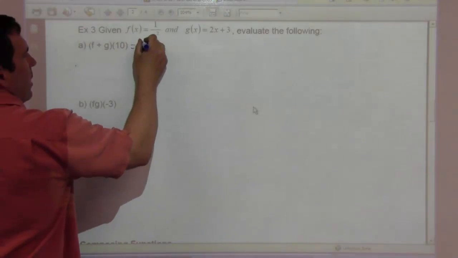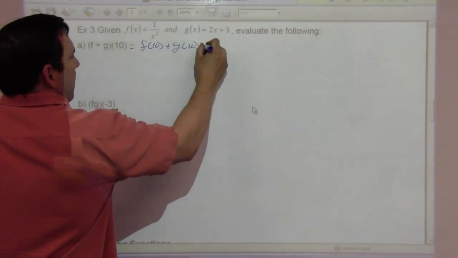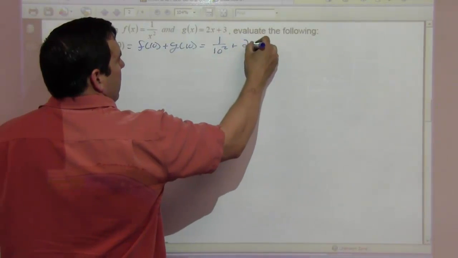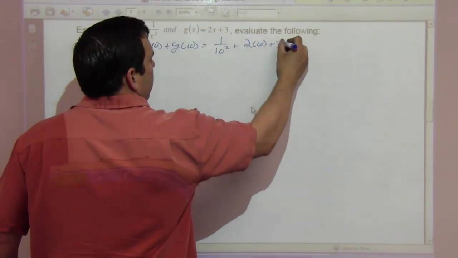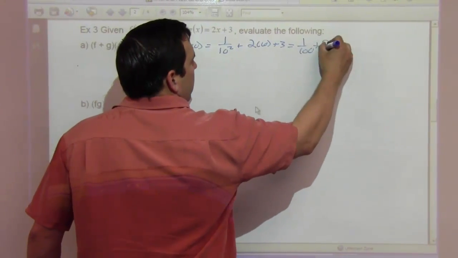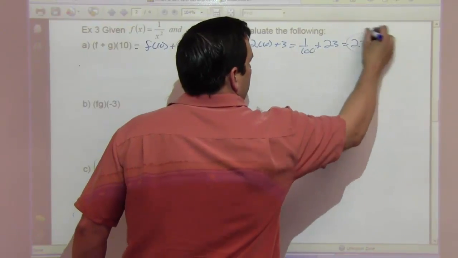So this is going to be f of 10 plus g of 10. That's going to be 1 over 10 squared plus 2 times 10 plus 3. That's going to be 1 over 100 plus 23, or 23 and 1/100th.